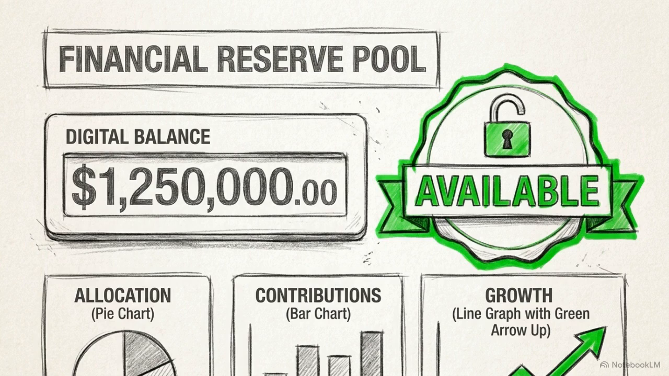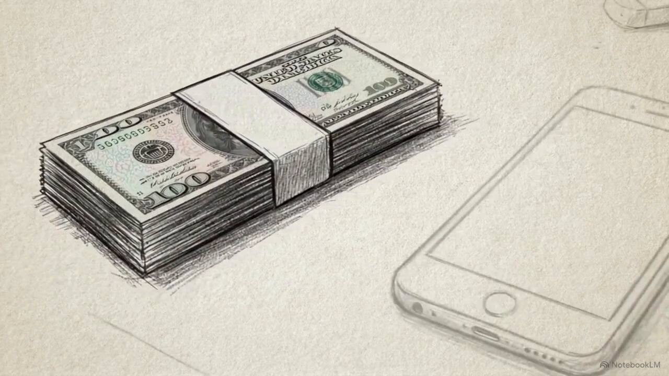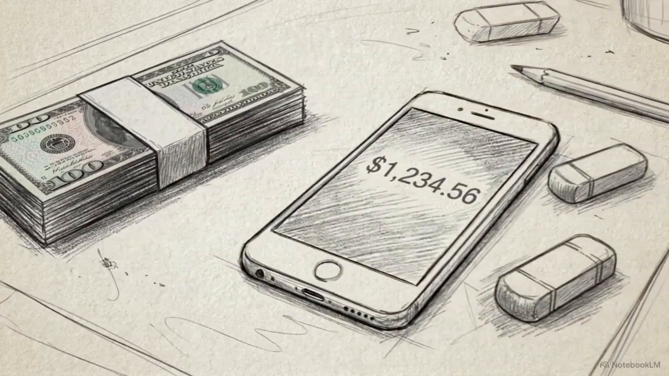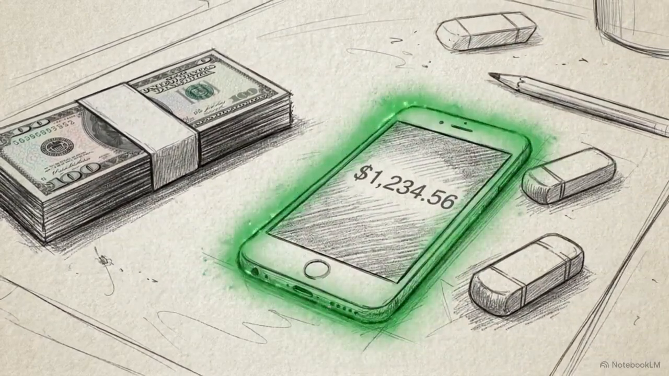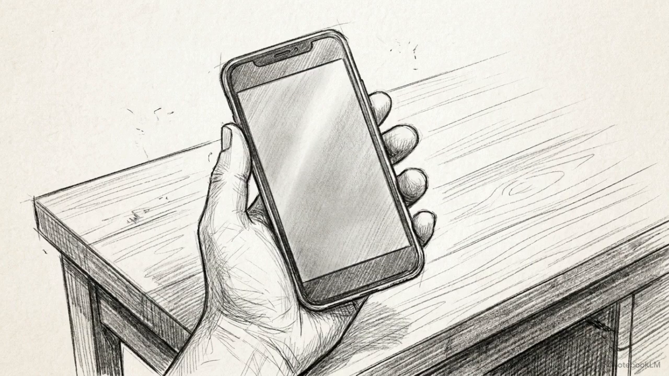Even while earning interest, these funds remain fully liquid. You can use that cash to buy shares or withdraw it to your bank anytime. This architecture turns dormant cash into an active asset, generating daily yield without exposing your initial deposit to the volatility of the stock market. Let's activate this on your device.